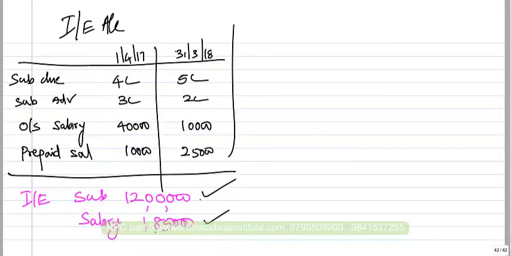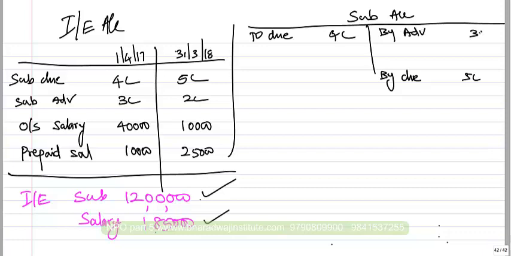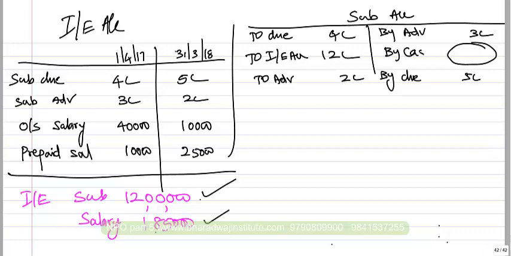Very simple. We used to prepare subscription account, prepare that. When we prepare subscription account, what and all we used to record? Subscription due at the beginning, 4 lakhs. By due at the end, 5 lakhs. By advance subscription at the beginning, 3 lakhs. Advance subscription at the end, 2 lakhs. We used to put to income and expenditure account, 12 lakhs.